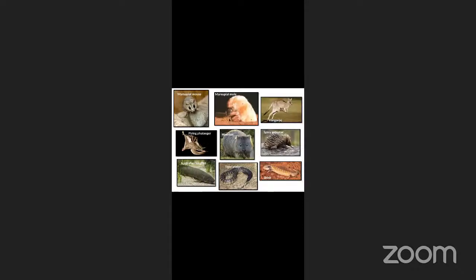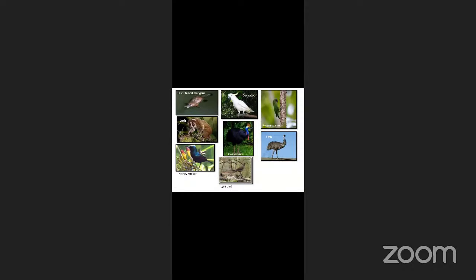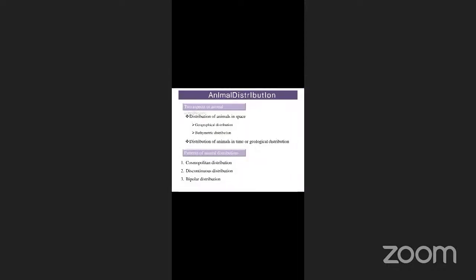So here the animals which are present are marsupial mouse, marsupial mole, kangaroo, flying phalanger, wombat, spiny anteater, Australian lungfish, tiger snake, skink, duck-billed platypus, loris, honeysucker, cockatoo, cassowary, lyrebird, pygmy parrot, emu, etc. So these are the animals which we see in this particular region.